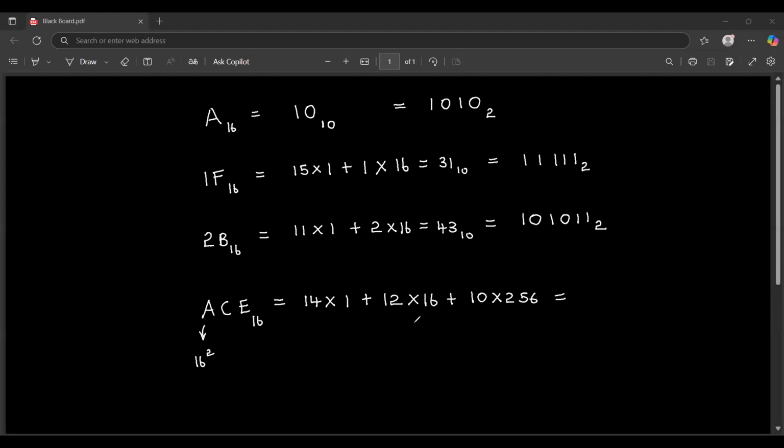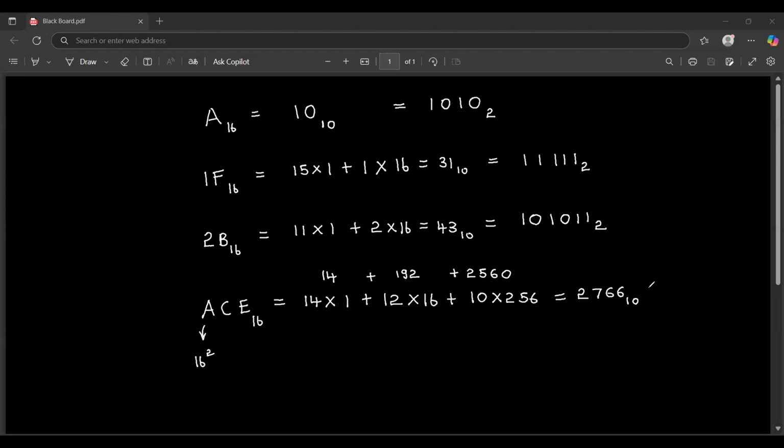I think we did this question already. So 192. Here we have 14, here we have 192, and here we have 2560. So it will be 206 and 2766. So 2766 to the base 10.